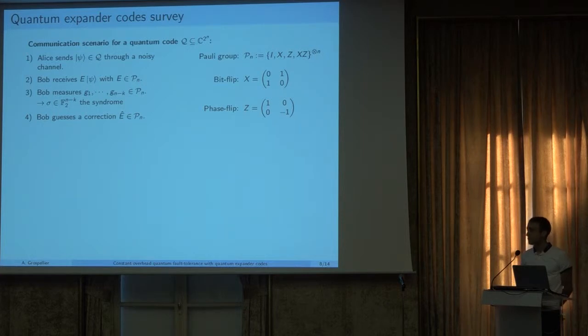Then Bob wants to correct this error. First he measures n minus k Pauli operators that we call the generators of the code. This gives him n minus k bits, which is called the syndrome. Then using this syndrome, Bob guesses a correction for the error that I will denote by E hat.